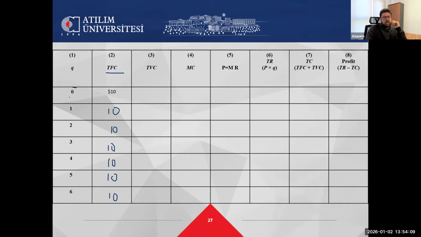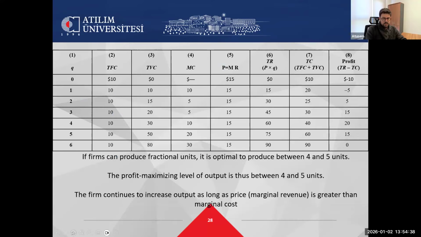And I know that when quantity is 0, total variable cost is 0. There is no marginal thing at the 0 level, so this is 0 also. And the question has to give the price, and the question said price is 15. I'm gonna show over here. Don't try to solve that question, just understand it. I have to give that part to find other things.